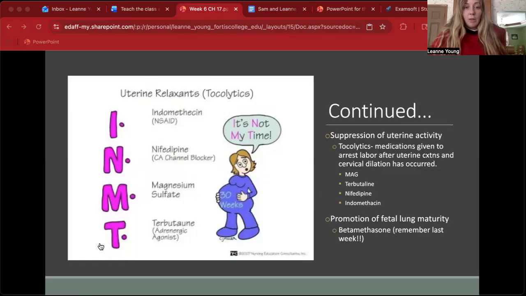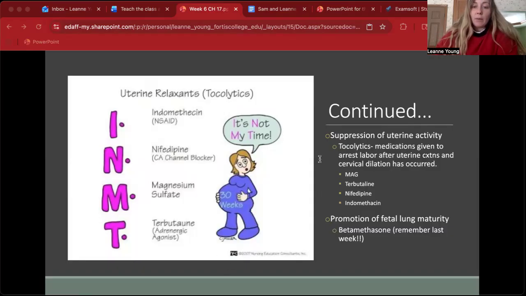Okay, so let's talk about tocolytics or uterine relaxants. These are medications that we can give to suppress uterine activity, slow down contractions, okay? So like I have here, the definition, tocolytics are medications given to arrest labor after uterine contractions and cervical dilation has occurred, okay? One of them is magnesium.